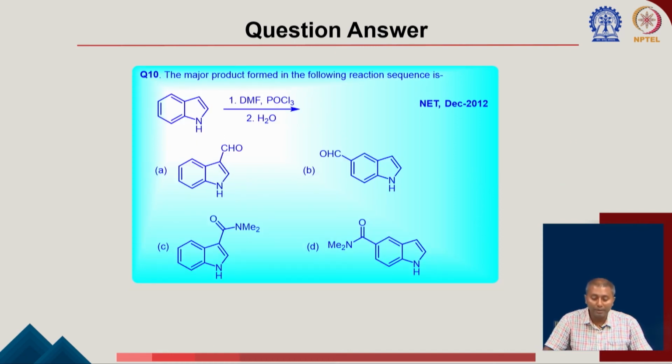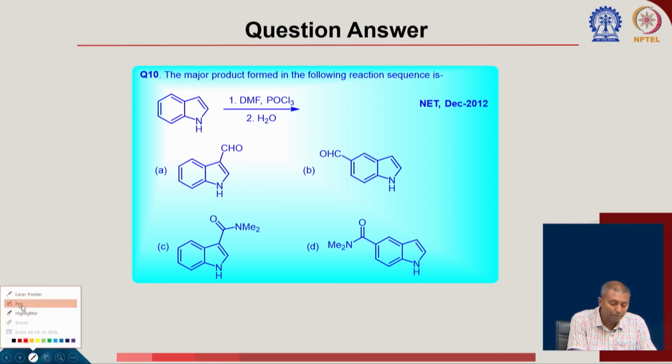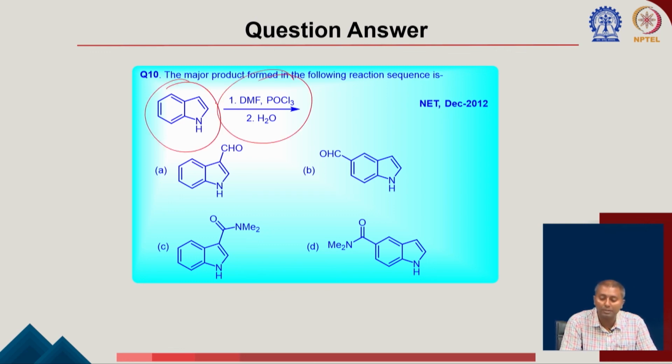So let's go to this particular problem here. Here we are talking about again a reaction where you have an indole, you have DMF and POCl3. So what is going to be the product? I think this is a very important reaction I talked about in the class, the Vilsmeier-Haack reaction. So in the Vilsmeier-Haack reaction, what is the reactive intermediate? Let me try to go through the mechanism again. You have this N,N-dimethyl and you have this POCl3, correct?